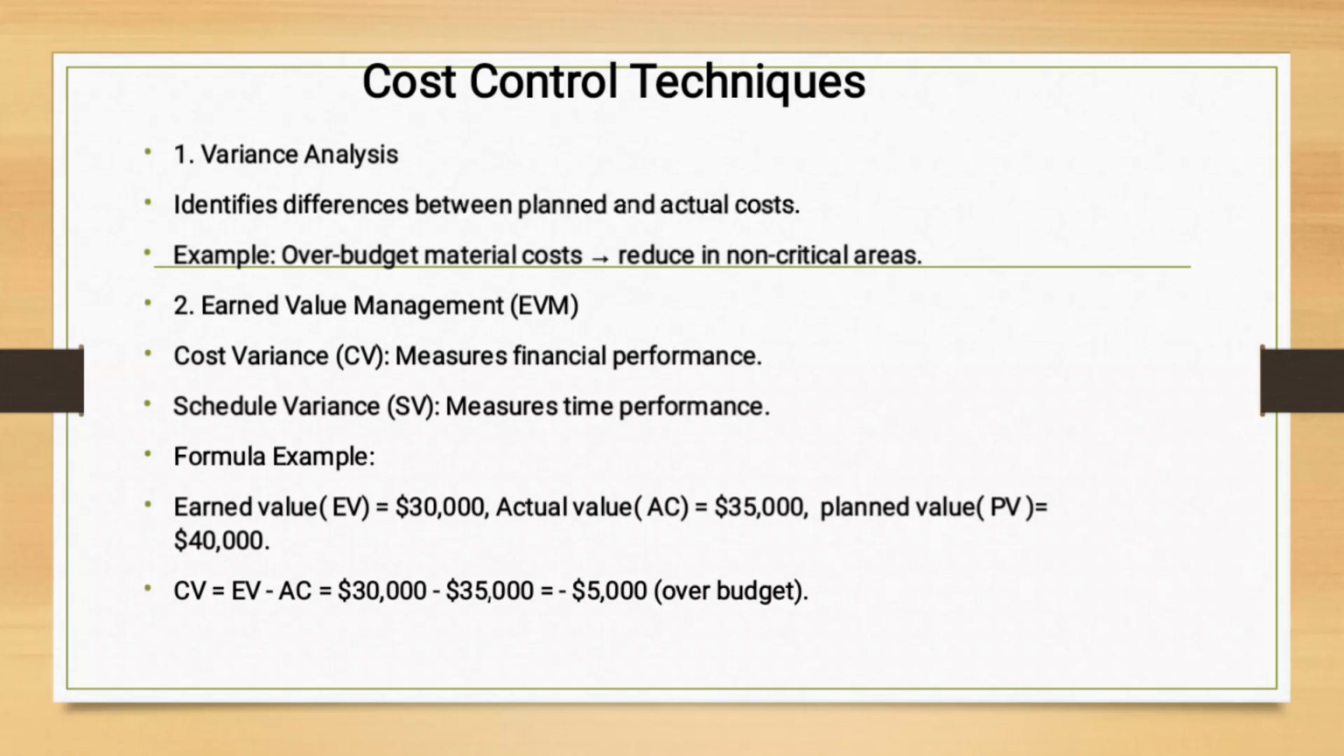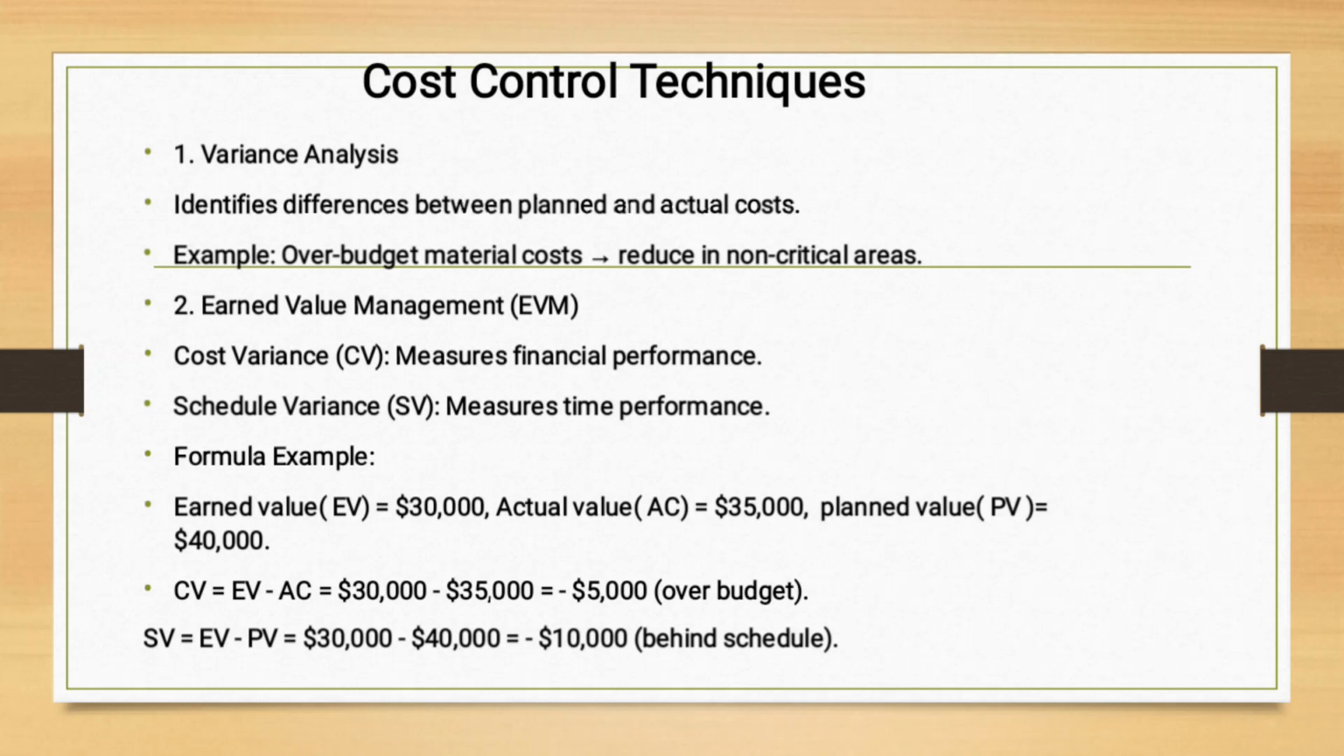So to find cost variance, a measure of financial performance, we simply subtract actual value from earned value. For example, that is $30,000 minus $35,000, and the answer is minus $5,000. That means we are over budget, because it is negative $5,000.